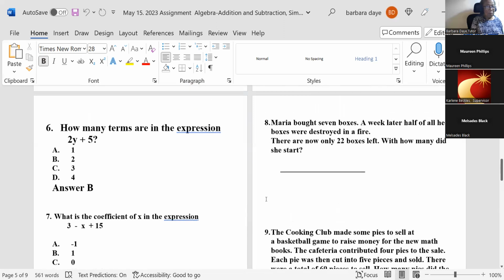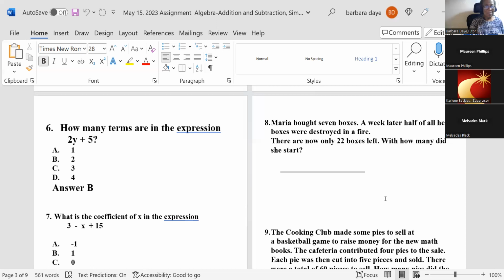Okay, we've got a word problem here. And I want you both to work this out. Number 8. Maria bought 7 boxes. A week later, half of all her boxes were destroyed by fire. So she bought 7, and half was destroyed. That means she only had like 3.5 boxes, right? What? No. Read it again, Maureen. You're reading things in there. Maria bought 7 boxes. A week later, half of all her boxes were destroyed in a fire.